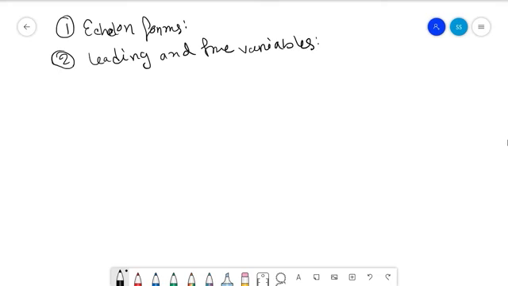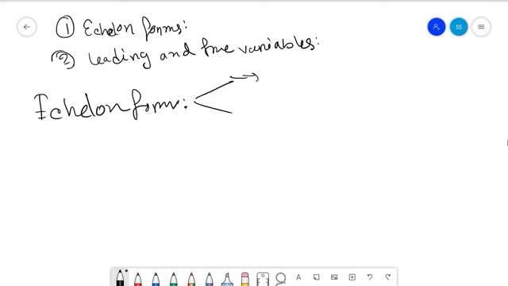So let's talk about echelon forms. We can have 2 kinds of it. One is row echelon, another one is called reduced row echelon.